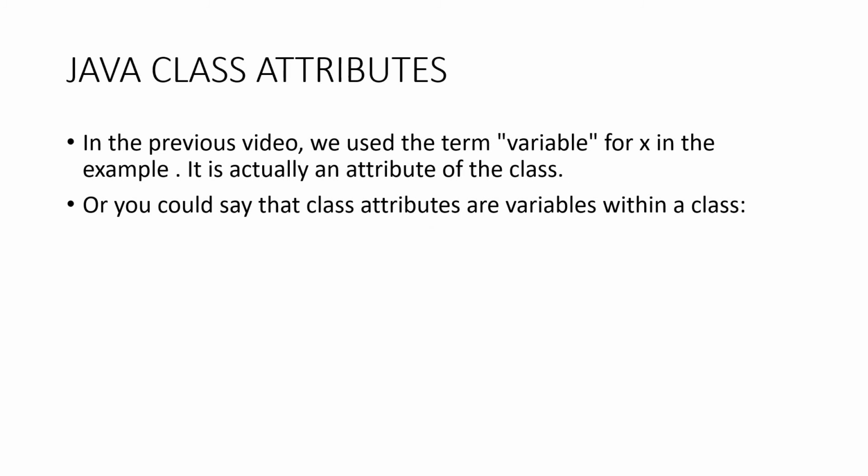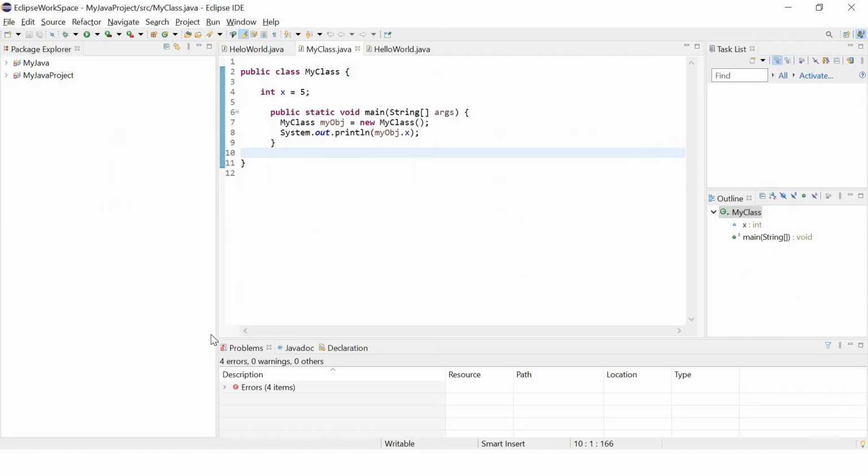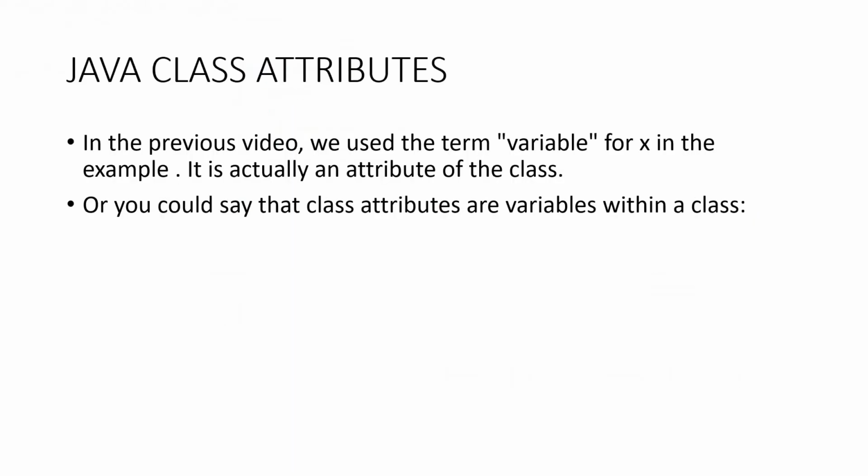In the previous video, we used the term variable for x in the example. When you define int x is equal to 5, it's actually an attribute of the class. Or you could say that class attributes are variables within a class. I can show you in the Eclipse IDE. Here you can see int x is equal to 5. It's a variable, but it's a class attribute.